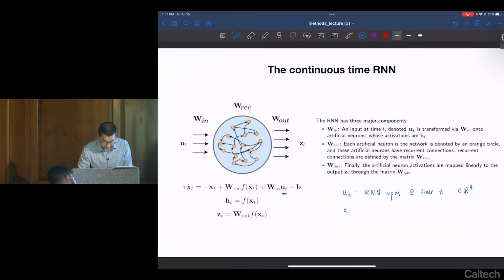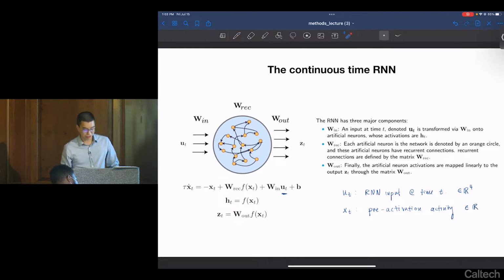So x of t is going to be the RNN state, but there's a subtle distinction here. The RNN state has an activation that's before and after the nonlinearity. And so the x of t is called the pre-activation activity of the neural network. And this is a vector that has the same dimensionality as the number of artificial units we have. So let's say we had a 100-unit neural network. This would be a vector in R^100.